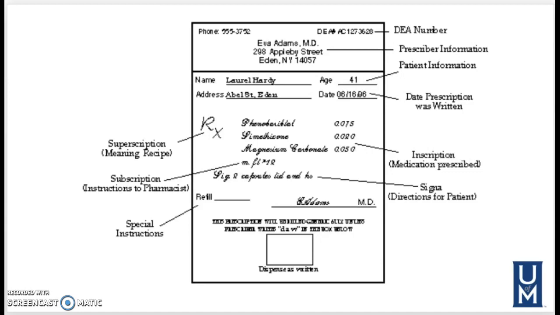I can't really tell here exactly what it says. I can see capsules, something. But in this case, I just want you to know that the signature, that SIG section, is the directions for the patient. We see that refill section where the physician can tell us if there's going to be a refill. And then there's signature, that MD signature down there at the bottom. So I think that's a really good example of what a prescription looks like.